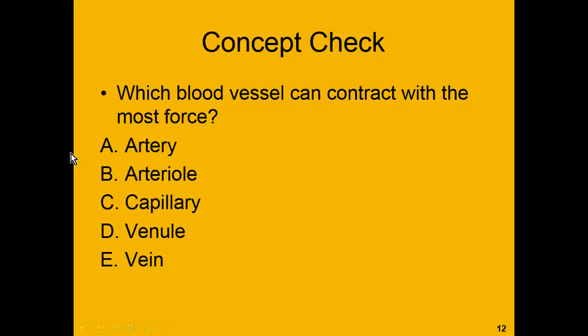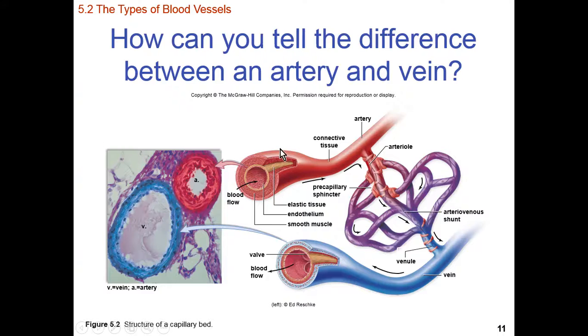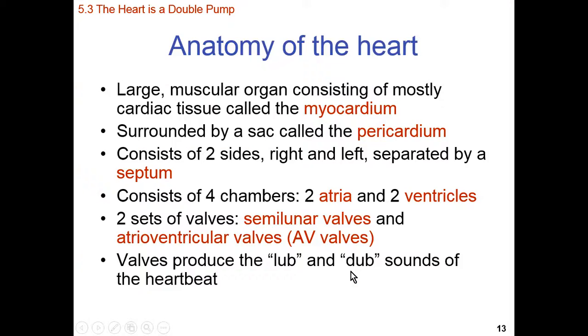The correct answer is A. Artery can contract with the most force, and that is because arteries have the thickest layer of smooth muscle compared to any of the other blood vessel types.